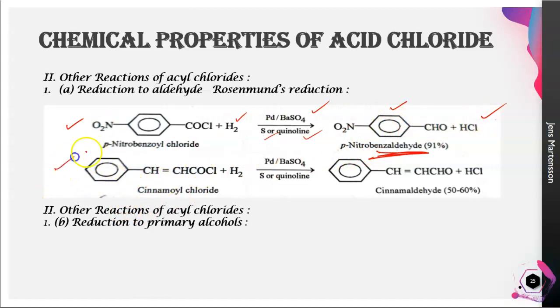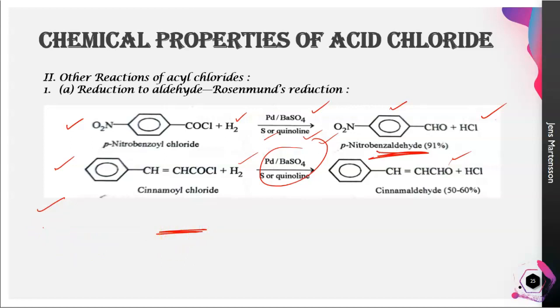This is another example where cinnamoyl chloride is reacting with hydrogen and the same reagents are used, and it leads to the formation of aldehyde, and HCl is released as a side product again. Another reaction that we are going to take up in the series is the reduction of acid chloride to primary alcohols. Okay, that is the case.